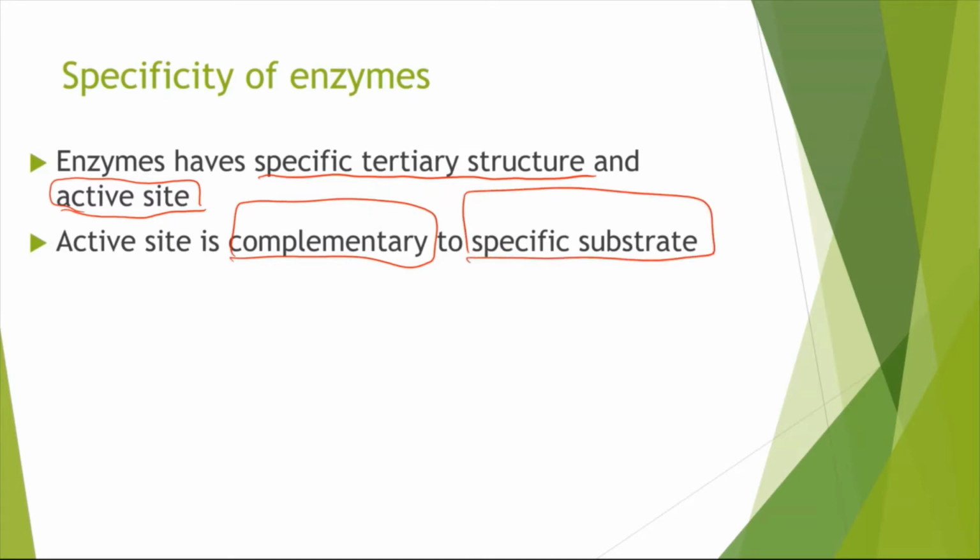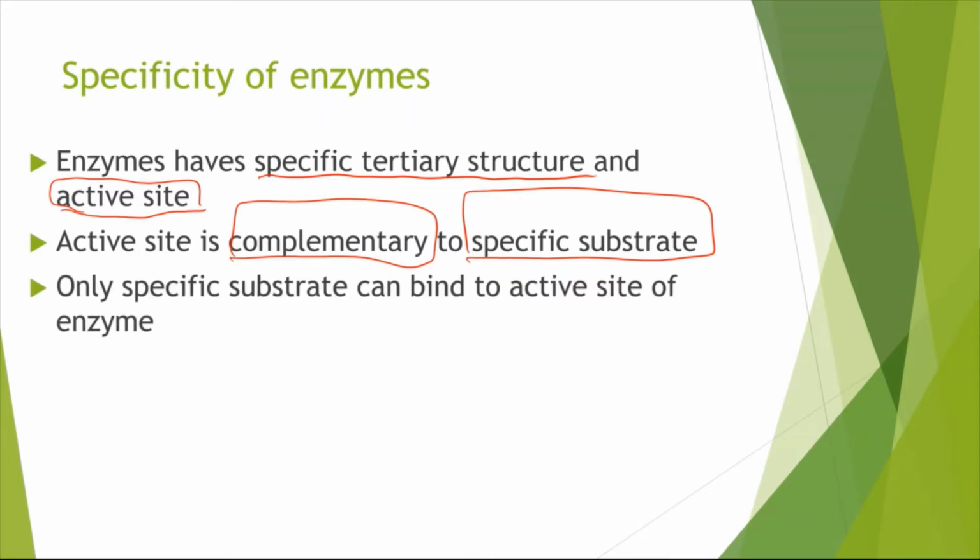Complementary is a keyword that you should learn and make sure you use whenever describing the relationship between the active site and the substrate. The active site is complementary, which means that it binds perfectly to the substrate. Only the specific substrate can bind to the active site of the enzyme. It's not any substrate that can bind to a given active site.